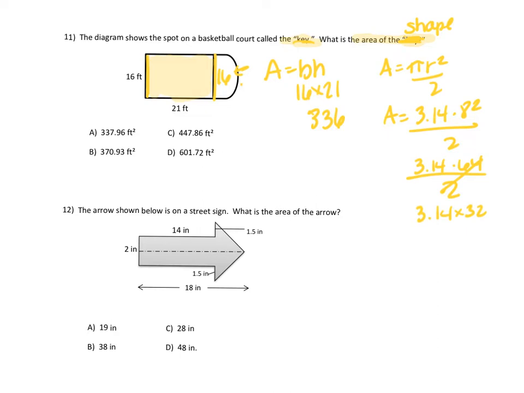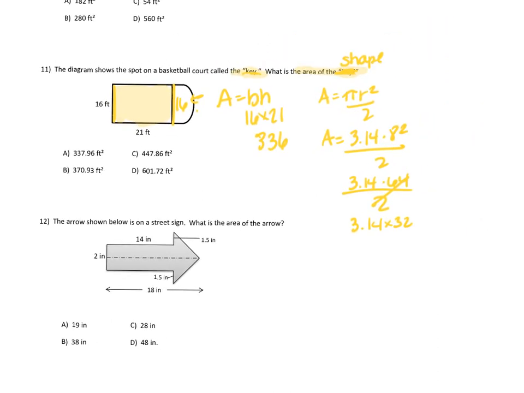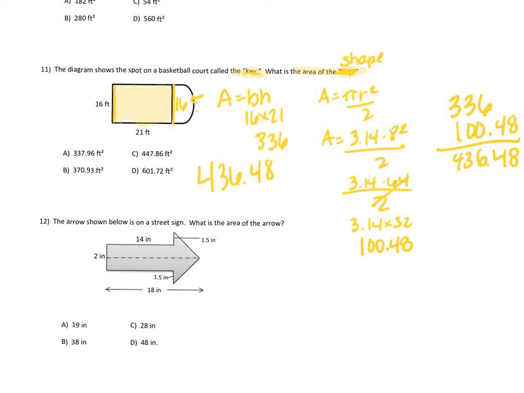3.14 times 32 is 100.48. Okay, so I'm going to add 336 and 100.48. And I got 436.48, which is not on here. Okay, so I told y'all that yesterday. It's not going to be on there. Okay, but that's okay if it's not. We wrote it. We're good.